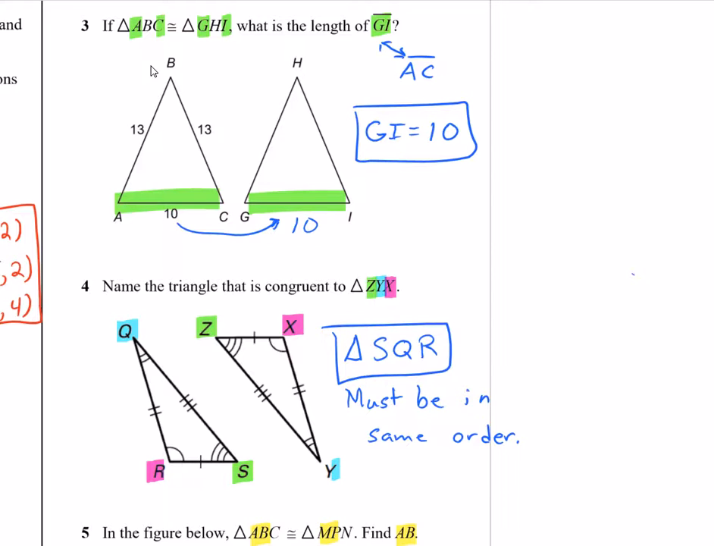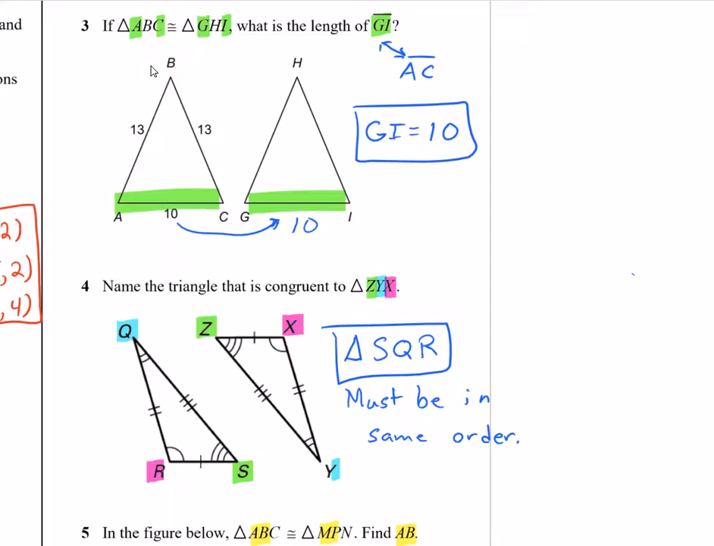It says name the triangle that is congruent to ZYX. So again, if we're talking about triangles being congruent, the order is very important. Z is the same as S because if you notice they have 3 arc marks inside of it. So Z and S have to be the same. Y has to be the same as Q because there's 2 arc marks. And X would have to be the same as R because there's only one in those.